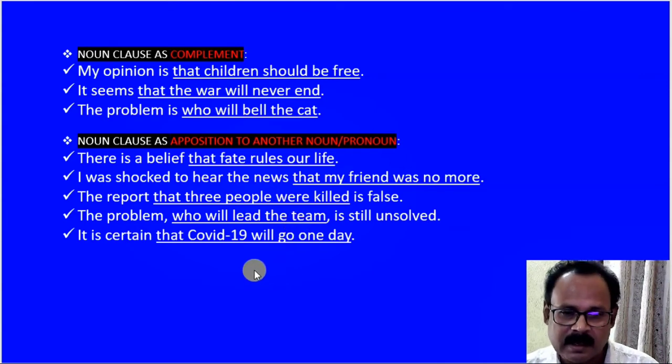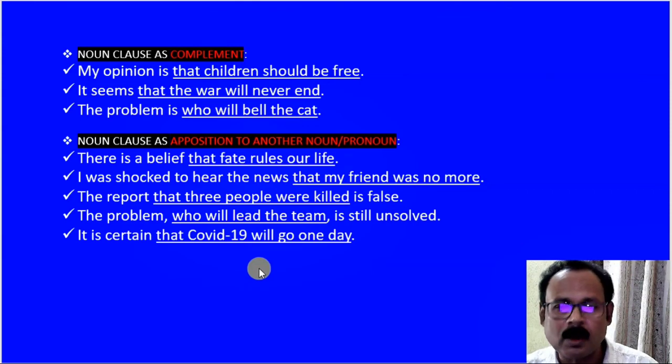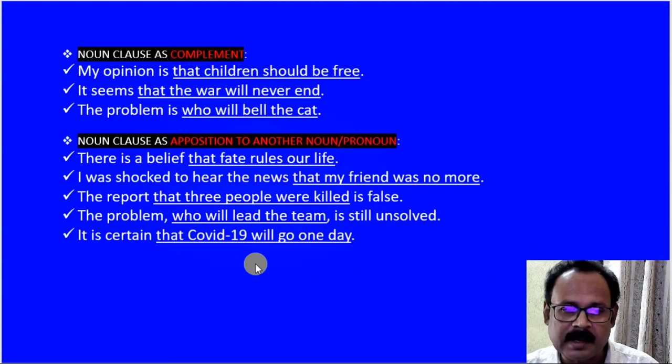Finally, it is certain that COVID-19 will go one day. That COVID-19 will go one day. It is certain that COVID-19 will go one day. This is the noun clause that COVID-19 will go one day. So, it is an apposition to the subject it. It is an apposition to the subject it.